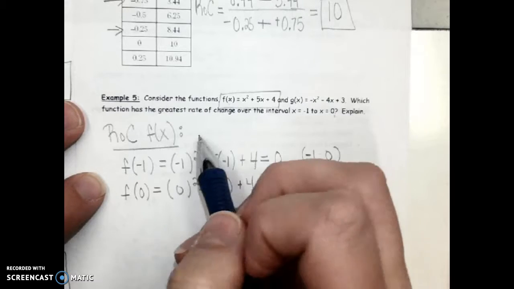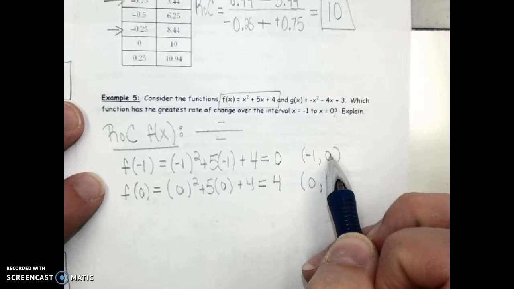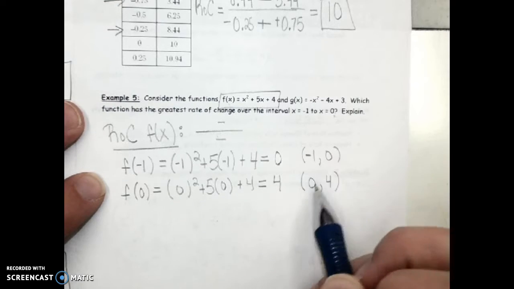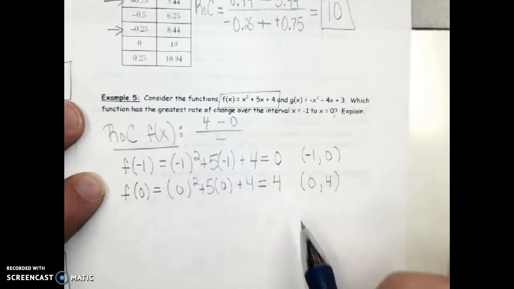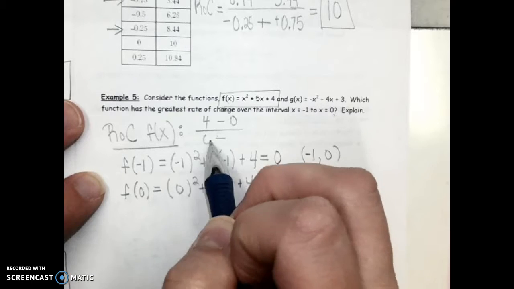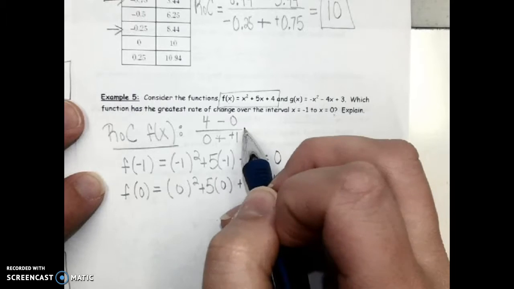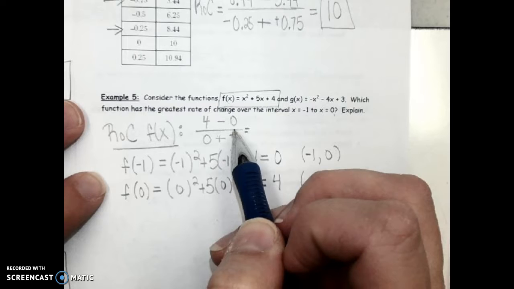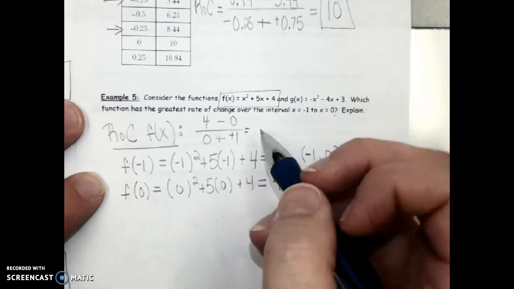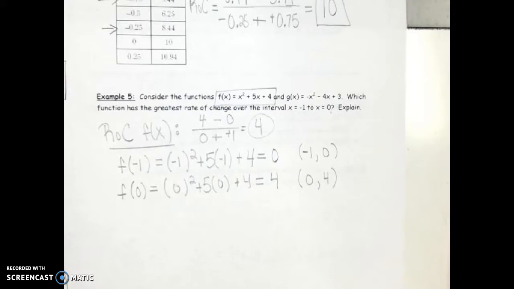So let's do my rate of change up here. x1, y1, x2, y2. y2 minus y1, 4 minus 0. x2 minus x1, 0 minus a -1. Minus a negative automatically goes positive. You should be able to do this in your head. 4 minus 0, 4. 0 plus 1, 1. 4 divided by 1, 4. So what we found here is important. It's not our final answer. That's the rate of change for f of x.